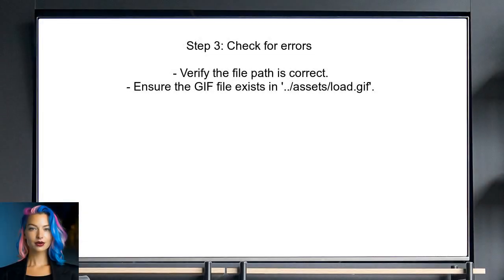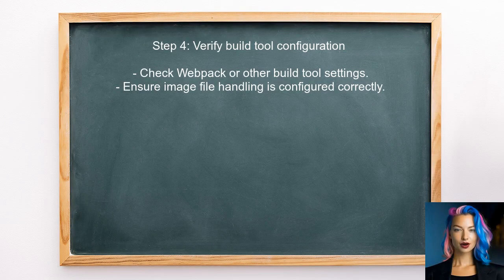If the user encounters an error stating unknown character, it may be due to an incorrect file path or a missing file. The user should double-check that the GIF file is located in the specified directory. Additionally, the user should ensure that their development environment is set up to handle image files. This may involve checking the configuration of their build tool, such as Webpack.